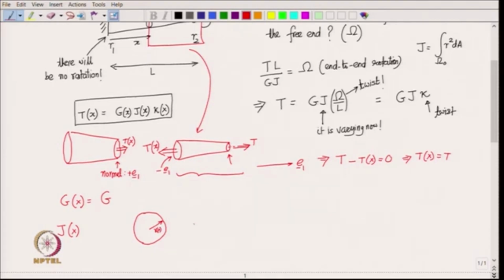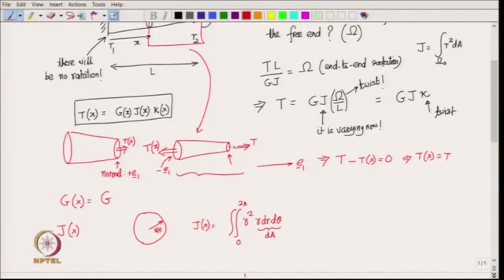Okay. So, J of x by definition is the integration over the cross section of r square dA, right. So, it is r square dA, where dA is r times dr times d theta. Now, in the integrand nothing is a function of theta. So, we can do the theta integration and it will give 2 pi. So, theta goes from 0 to 2 pi, whereas the radius goes from 0 to little r of x, right. So, when we work out the theta integration we get 2 pi and then we have the integral from 0 to r of x of r cube dr.